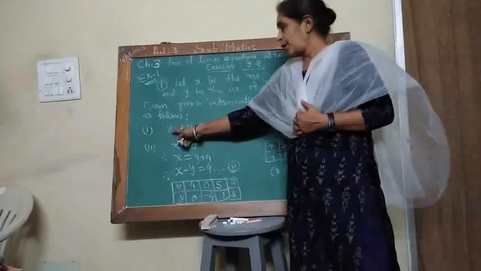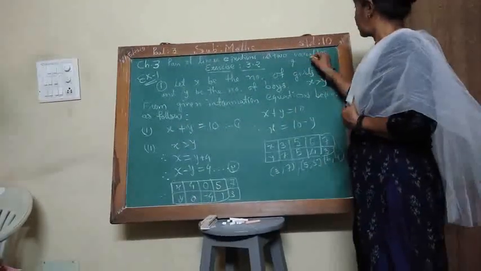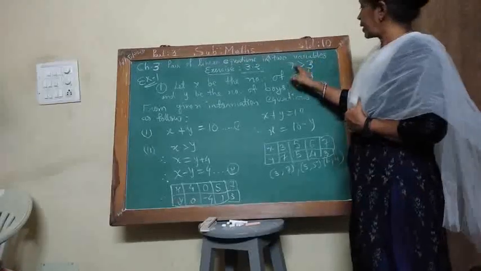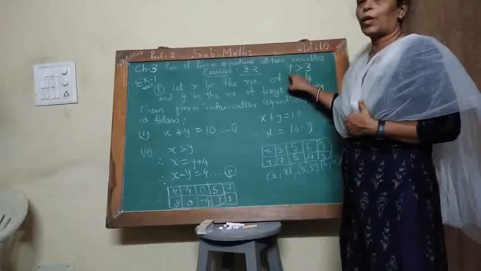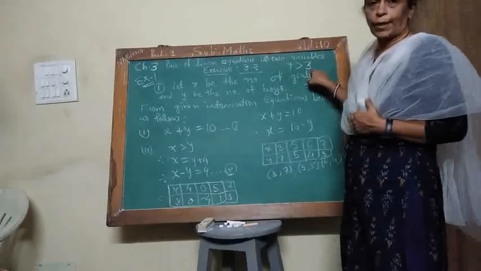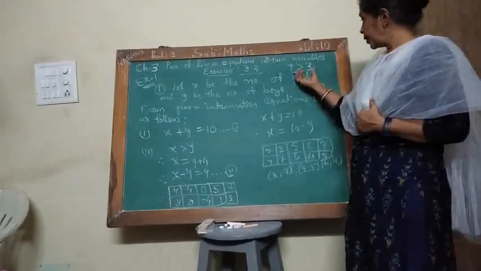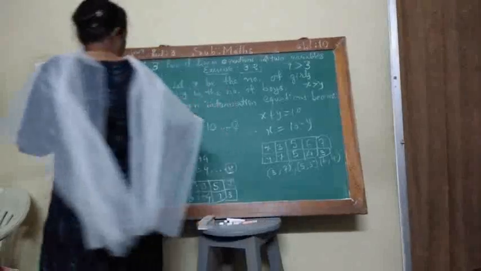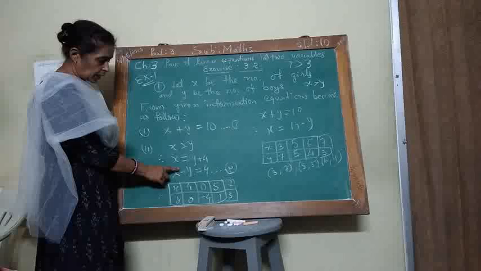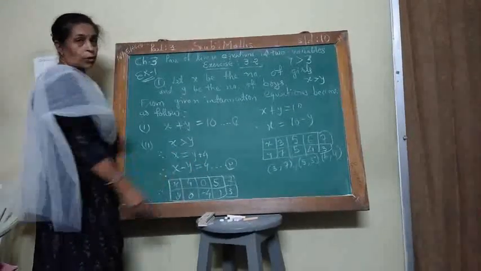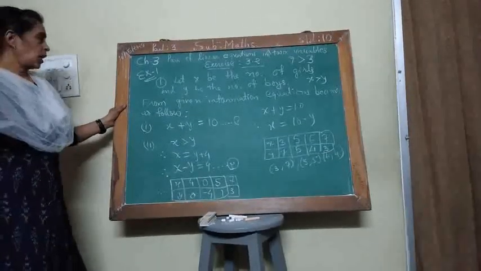Otherwise, if you draw the graph, then also 7, 3 satisfies both equations. Clear? So our answer is correct, because see, 7 and 3: is 7 four more than 3 or not? So our answer is correct. The number of girls is 7 and the number of boys is 3, and this value is 4 more than that value. If you put these values here, then both equations are satisfied: 7 plus 3, 10. Here 7 minus 3, 4. So both equations are satisfied, so our answer is clear.